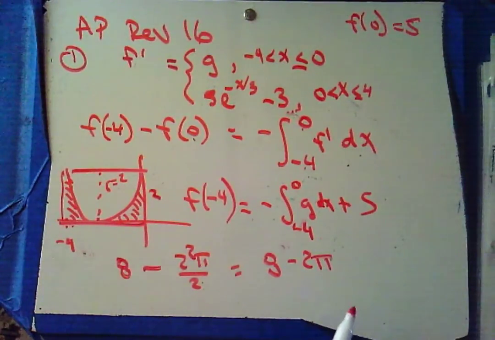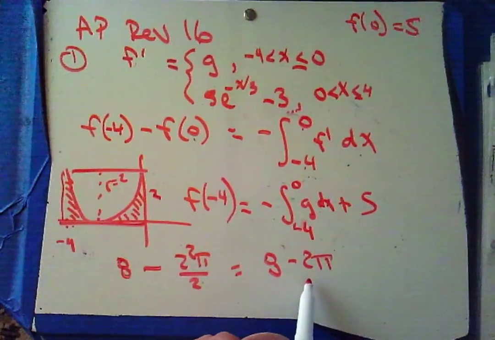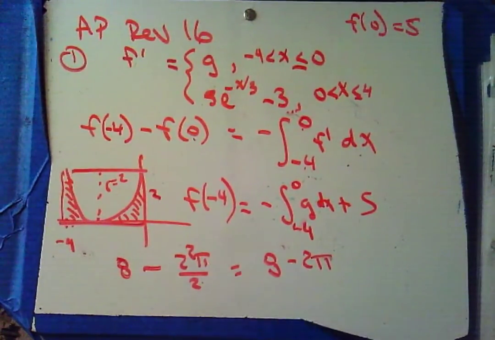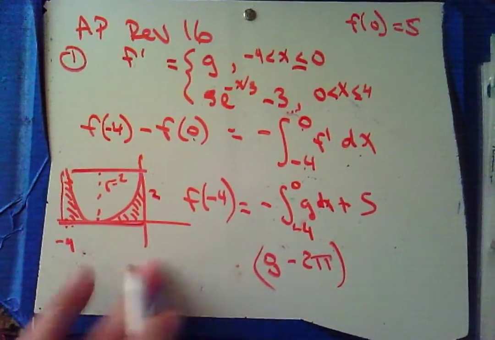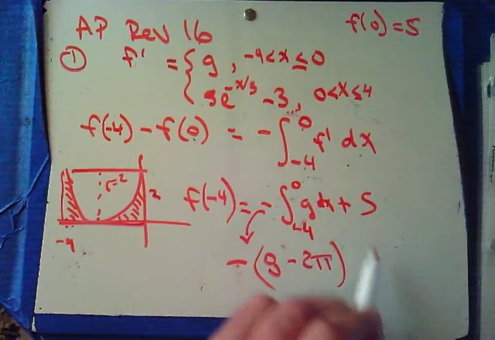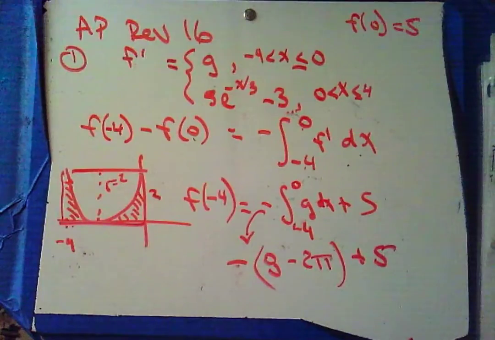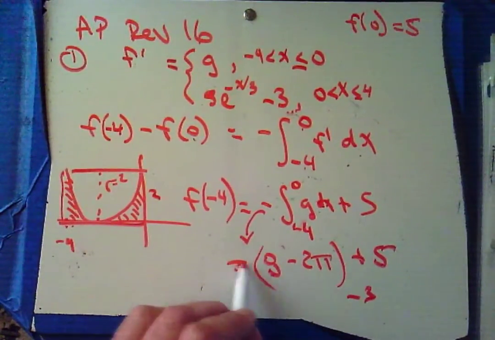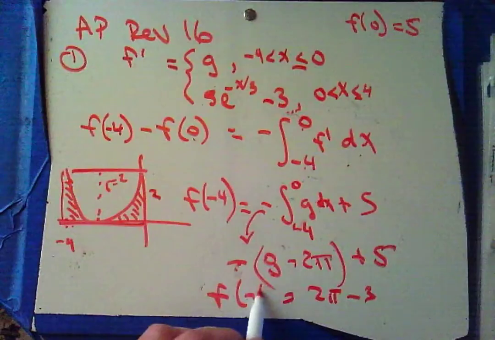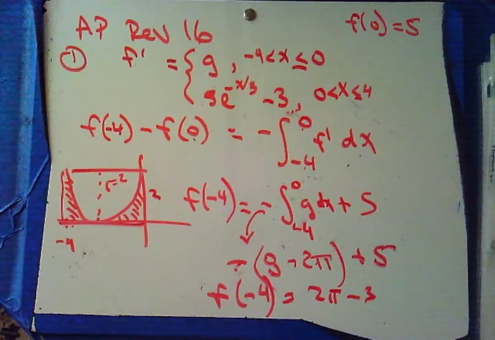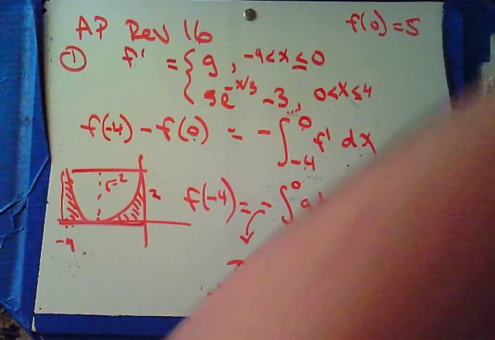But that's positive. Remember, I want negative. I want to flip this. So that's behind this negative sign, and then I'm adding 5. So 5 minus 8 is -3, minus a minus 2 pi is plus 2 pi. So there's f of -4. f of -4 equals 2 pi minus 3.